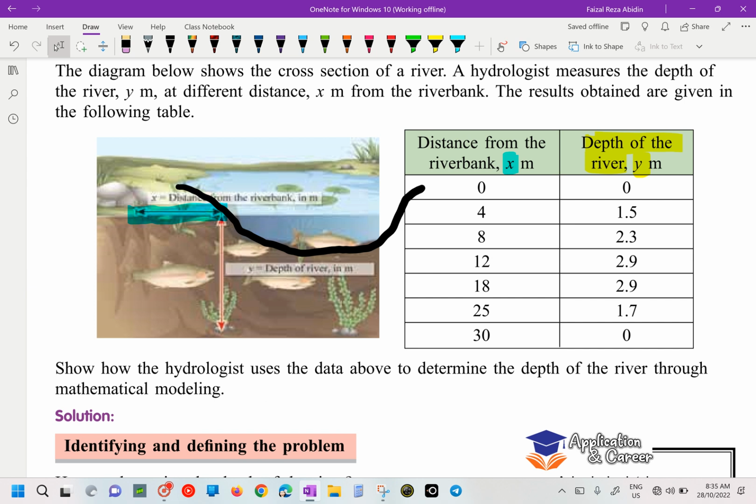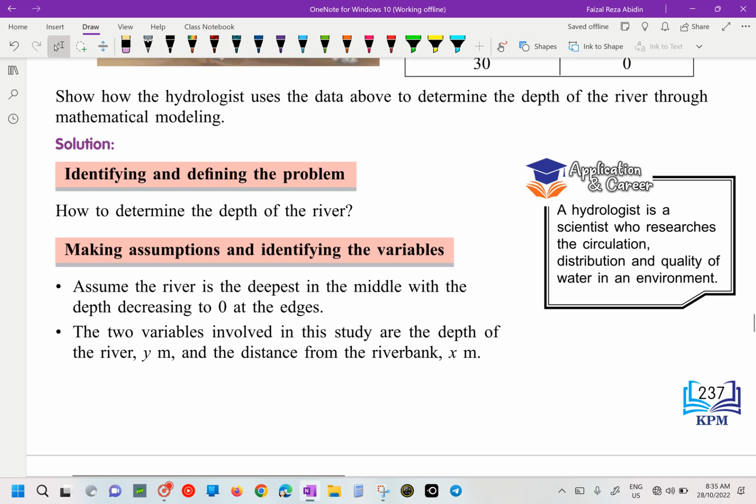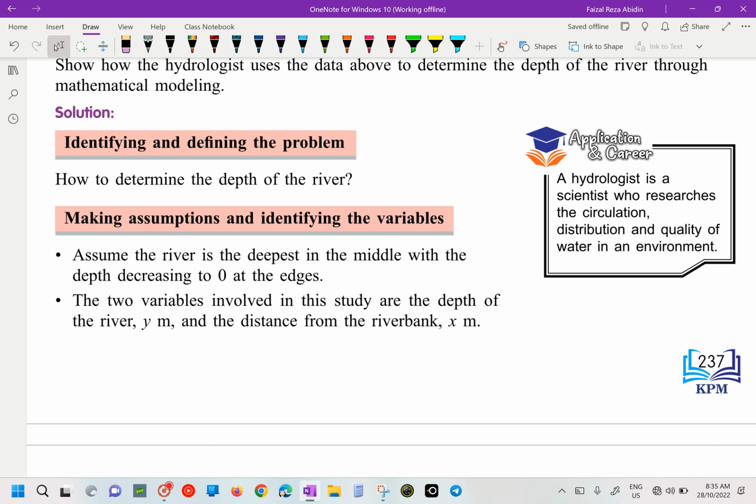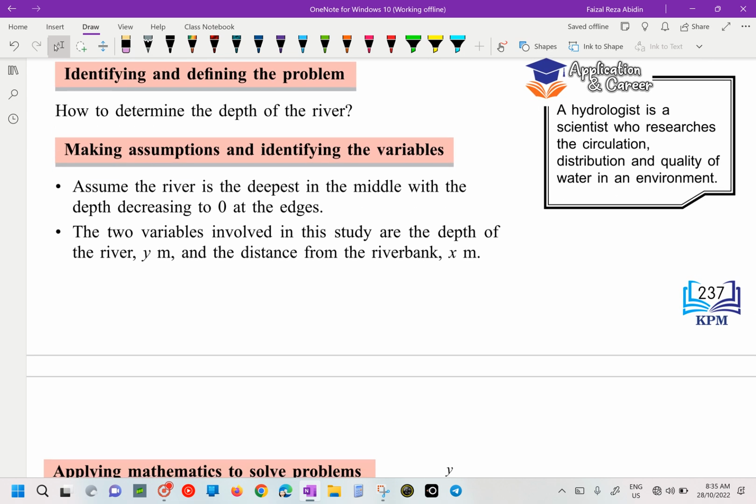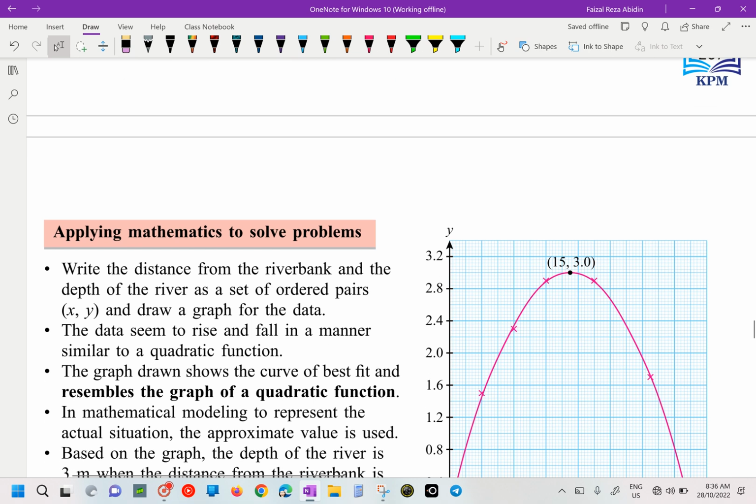through mathematical modeling. So, we are going to determine the depth of the river, making assumptions. So, assume the river is the deepest in the middle, because rivers like this have uneven ground. So we are going to assume that our river here in the middle is the deepest one. The two variables involved in the study are the depth of the river, y meter, and the distance of the river bank, x meter.